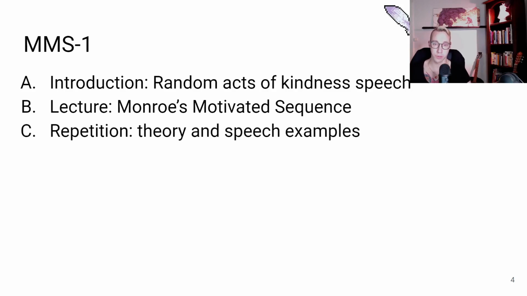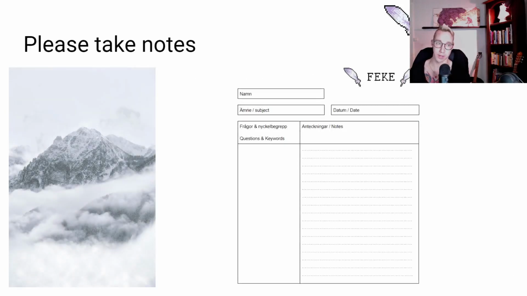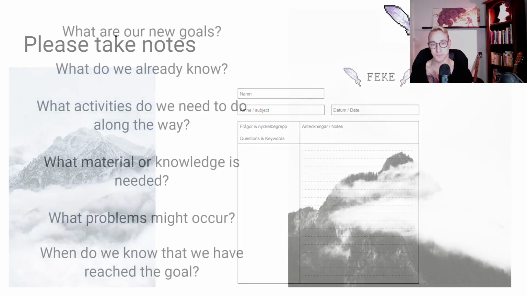And then the third part of this lesson is a repetition part, where you will both look at the theory and some speech examples. As mentioned, I will only cover part B here. If you would like to go back and look at the exercises and the examples, please visit my webpage and navigate to lesson number 1. I'm going to quickly skip through some of these slides, but as always, please remember to take notes.